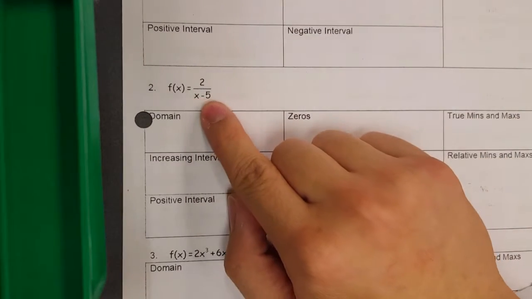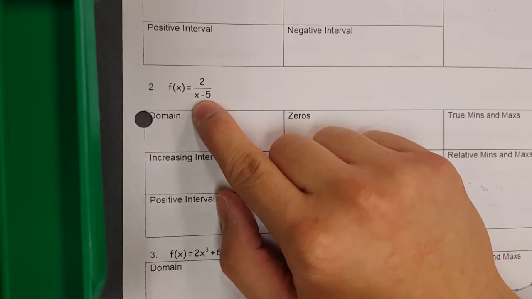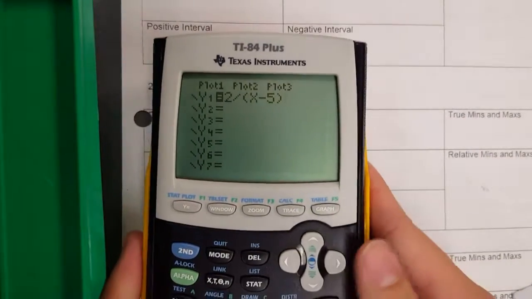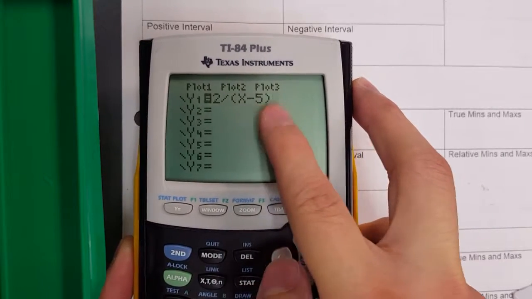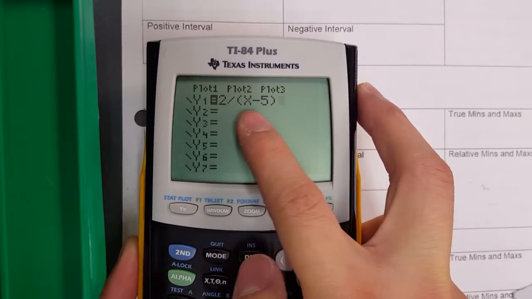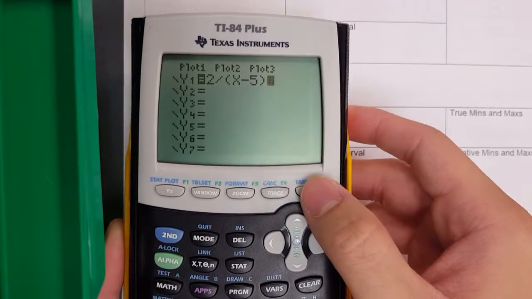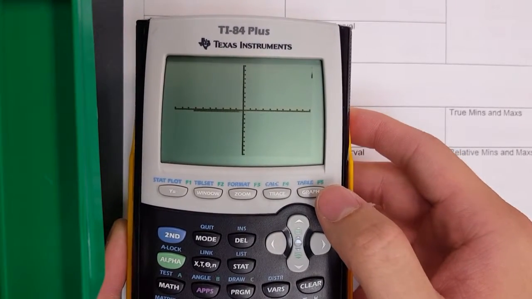Number 2 is f of x equals 2 over the quantity x minus 5. I'm going to put it into my calculator: 2 divided by parentheses, the quantity x minus 5, parentheses. Make sure you put that in. If you don't, it's going to come out messed up. I'm going to press graph. It should look something like this.